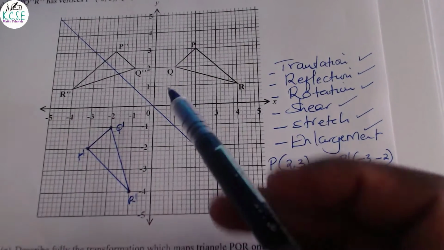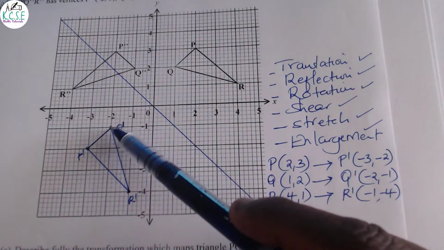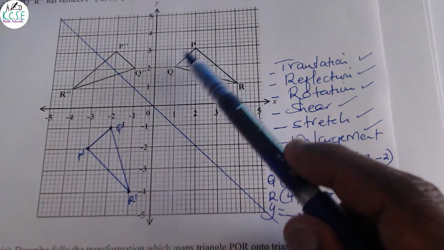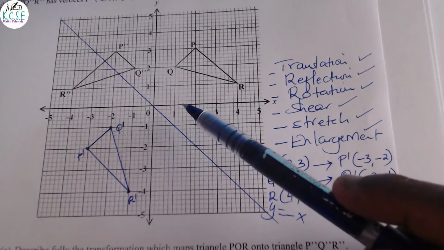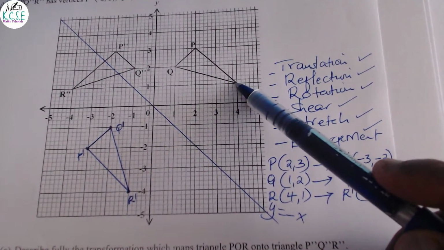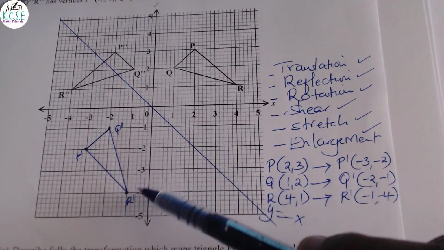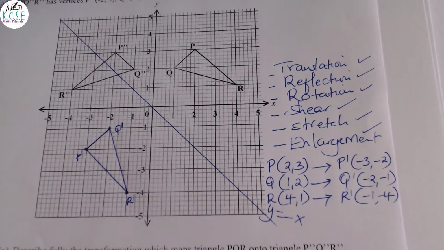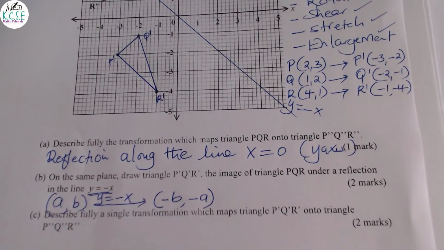So you notice, look at the object point like Q, where Q prime is; P, P prime is here; R prime is here. So you can see the property of reflection: the distance between the object and the mirror line, and the distance between the mirror line and the image point, are equidistant. So we have done that. We were required to draw, and you've done that.